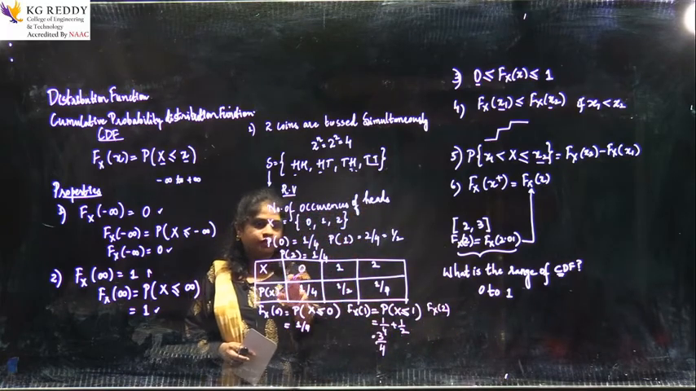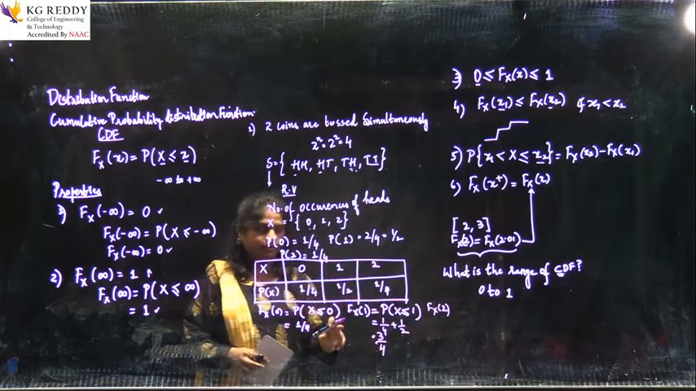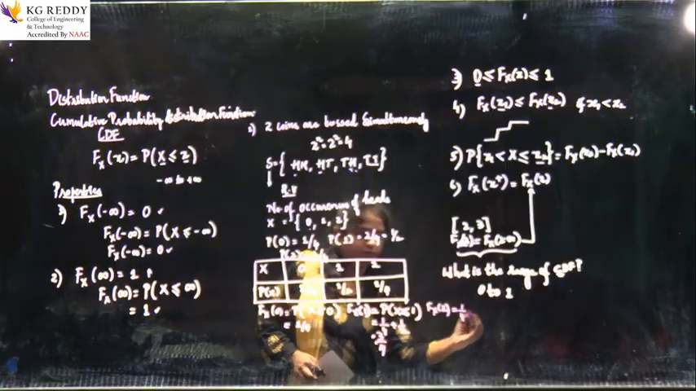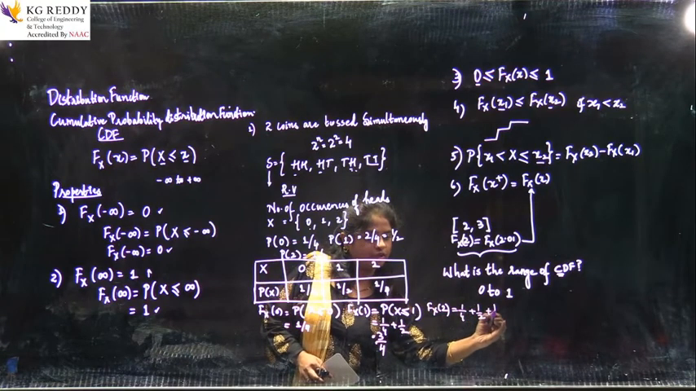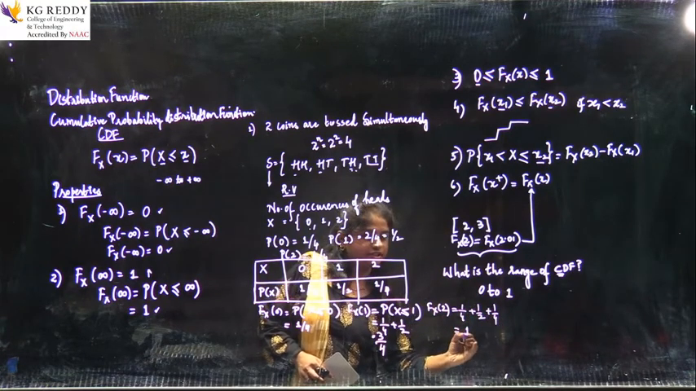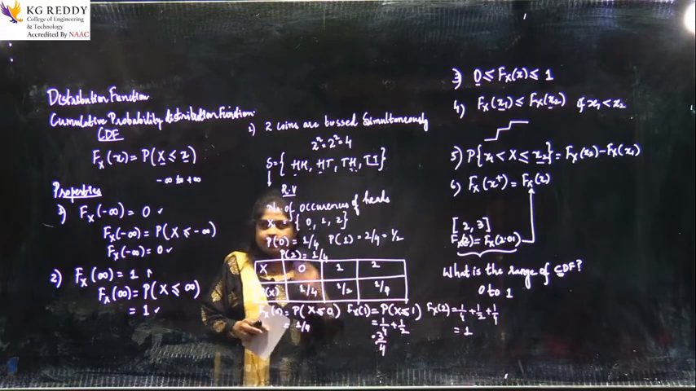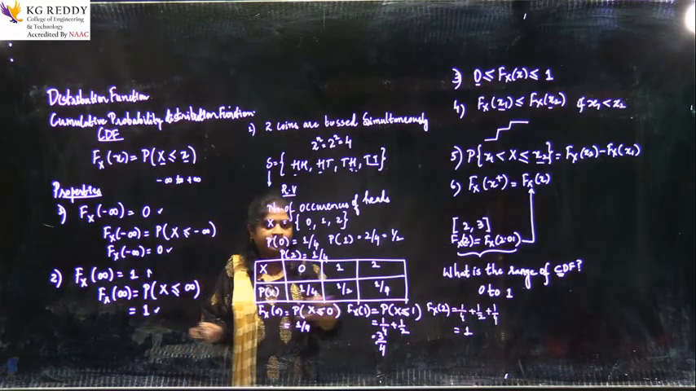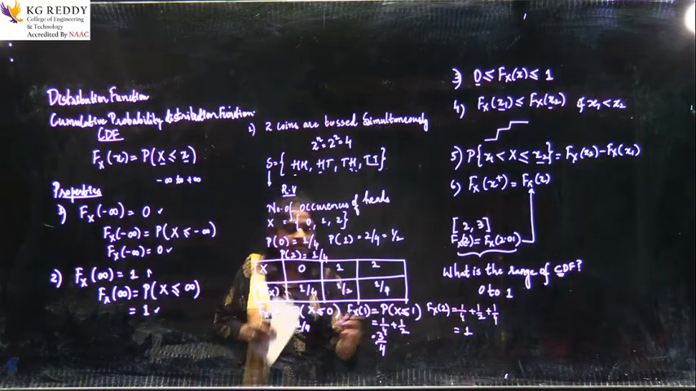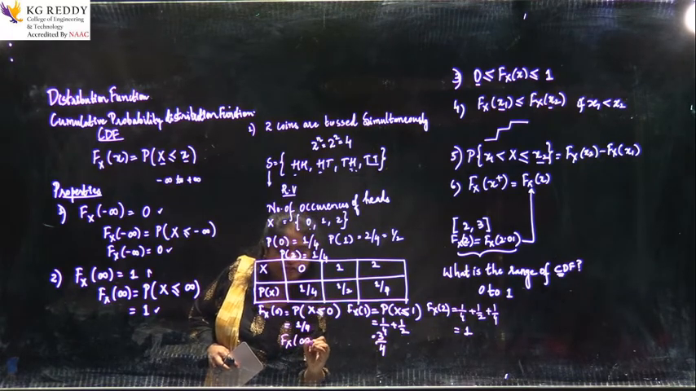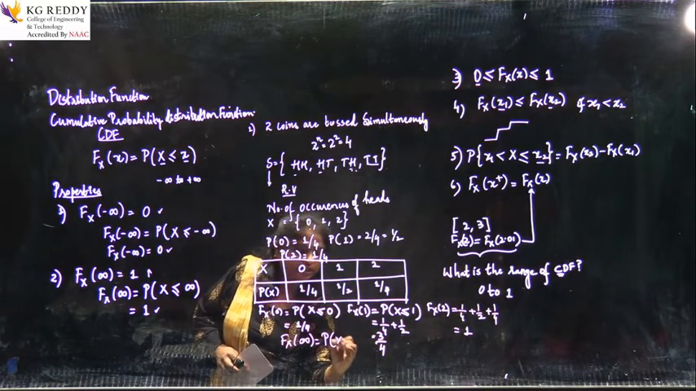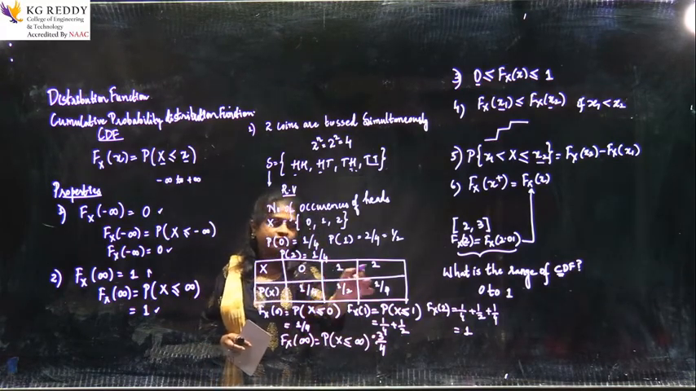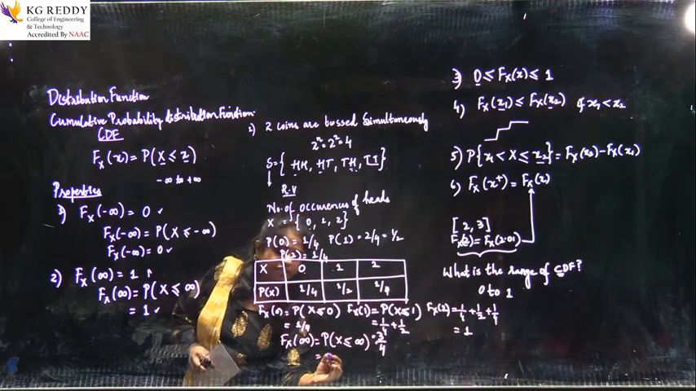And Fx of 2 means 0 will come, 1 will come, 2 will come, all the values will come. So, I will just add all the values. Fx of 2 is nothing but 1 by 4 plus 1 by 2 plus 1 by 4. So, what will it be? It is equal to 1. I can also prove that Fx of infinity, all the values here, means what? Probability of x less than or equal to infinity: how many numbers are there? 0, 1, 2, all the values I have taken here. So, it will be equal to 1.